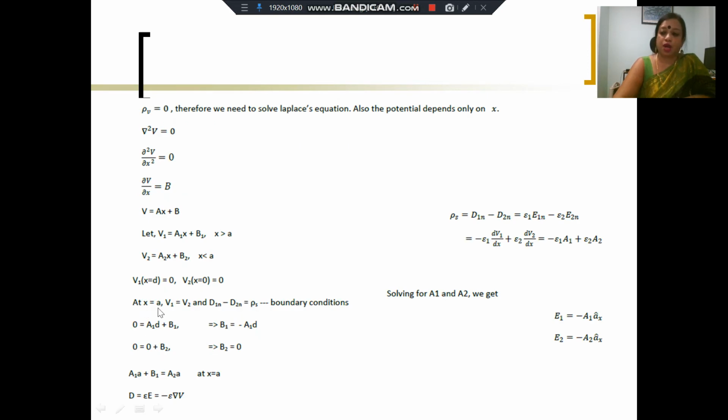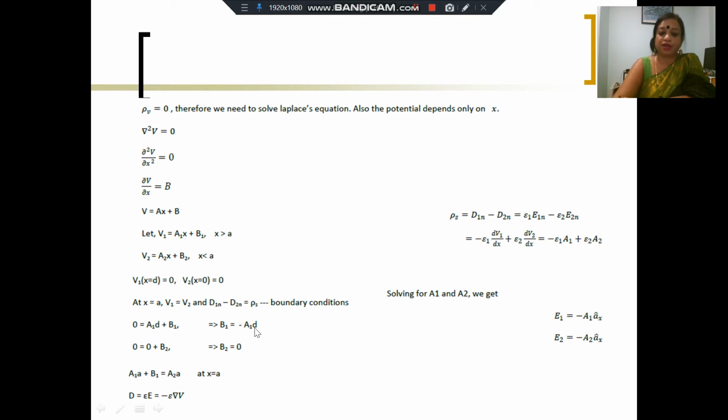At x equal to a, the two potentials must be equal because you have continuity of potential across interfaces. So therefore, V1 is equal to V2. And I also know that there is a free surface charge density at the interface. So therefore, Dn1 minus Dn2 should be equal to rho s. So these are the boundary conditions that I have. So I need to solve my Laplace's equation subject to these boundary conditions. So let us do that. And when I do that, I will be able to ascertain the values of the constants a and b. So if I consider x is equal to d, therefore V is equal to 0 is equal to a1d plus b1.